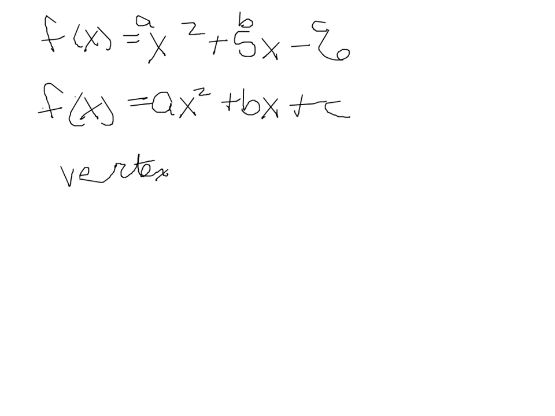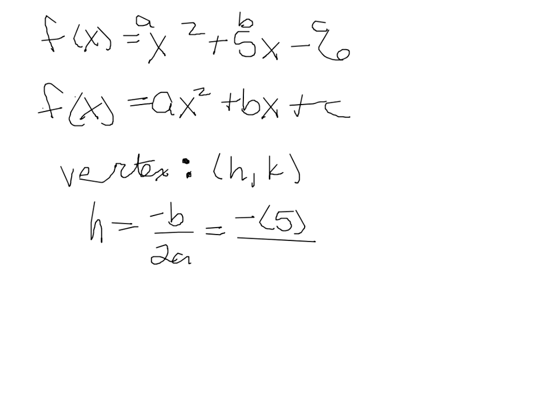Now our vertex formula doesn't work anymore because it's not in standard form. And we're not going to complete the square, so we need to know the formula for h and k. So h is minus b over 2a. So minus 5, because b is 5, over 2 times 1. That's minus 5 halves.